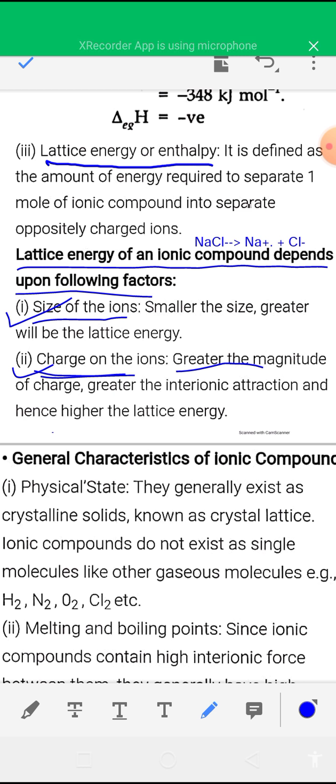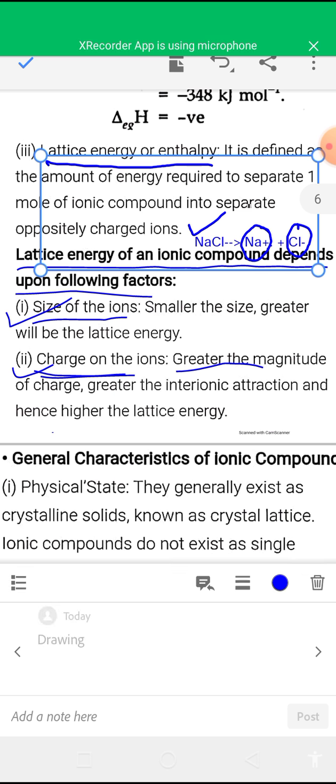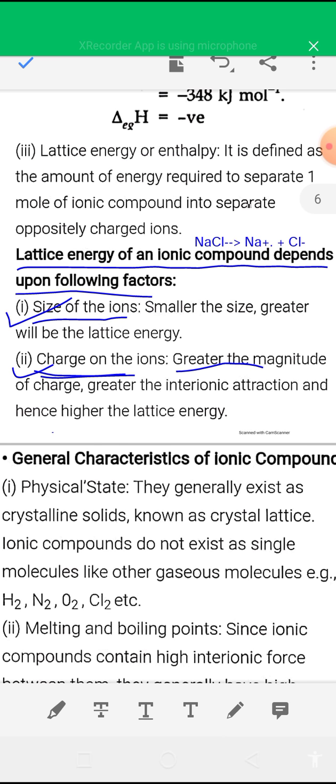Okay, what is lattice energy? It is defined as the amount of energy required to separate 1 mole of ionic compound into separate oppositely charged ions. Okay, for example, NaCl. In NaCl crystal lattice, there are many Na+ and Cl- ions, and energy required to separate Na+ and Cl- ions from its 1 mole NaCl crystal is known as crystal lattice energy of NaCl. Okay, and ionic compounds have very high value of lattice energy due to presence of strong electrostatic force of attraction between the opposite charges.